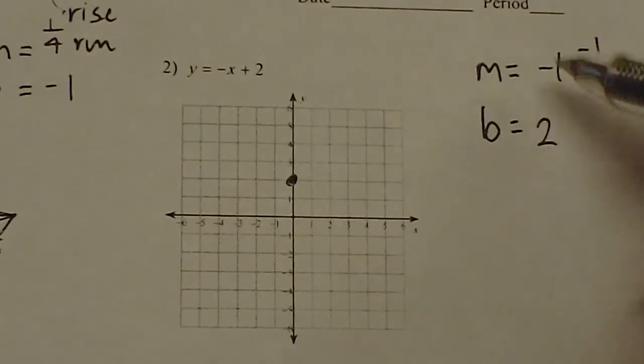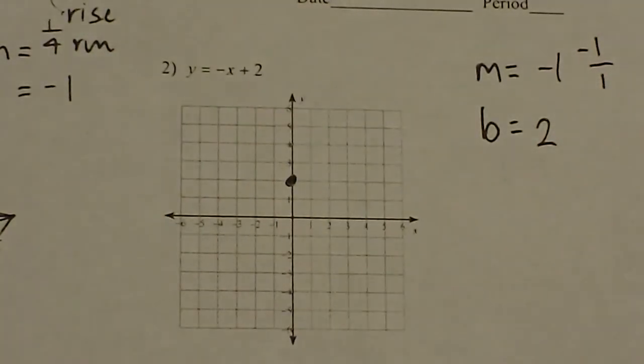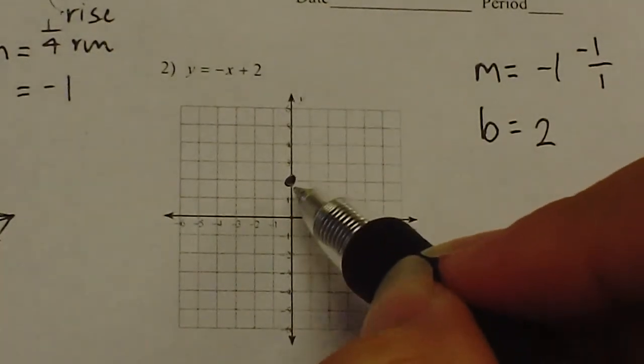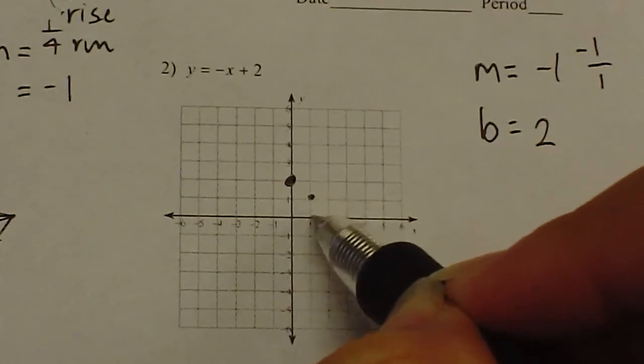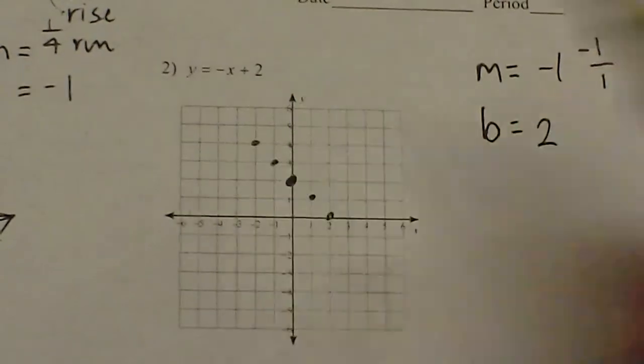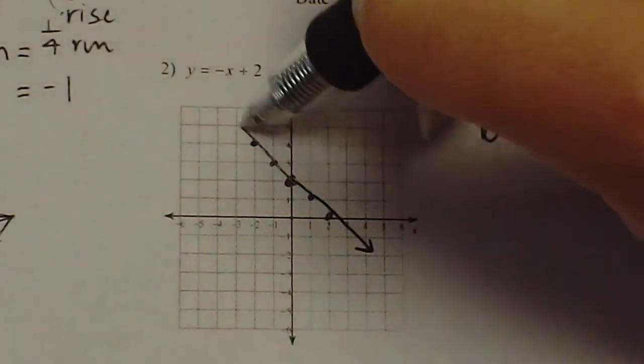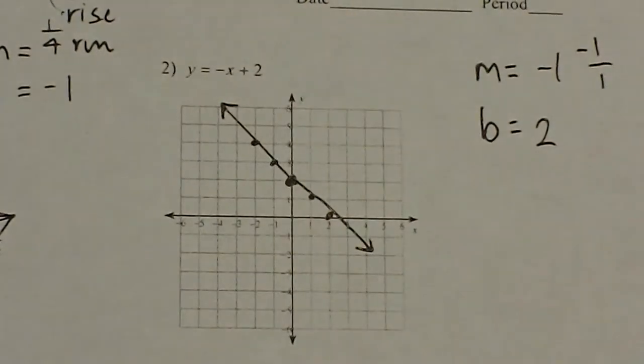And then my slope, since it's negative, is going to go in a decreasing direction, like this, 1 to 1. So down 1 over 1, down 1 over 1. Could also go up 1 over 1, up 1 over 1. And you see we have points that we can connect to make our line, and that is how you would graph a line in slope-intercept form.